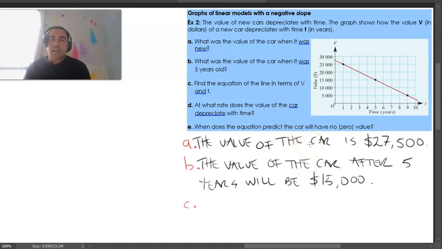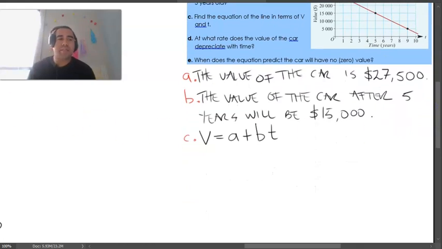Question C, find the equation of the line in terms of V and T. So nitty gritty, we're looking for V is equal to A plus B T. Same letters, coincidentally, different contexts, value and time, as opposed to volume and time. Time's the same, but it's not minutes, it's years this time, no pun intended. So our A, again, has been already figured out because it's the initial.